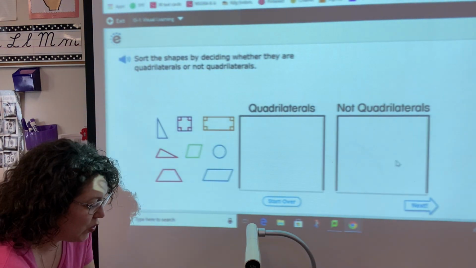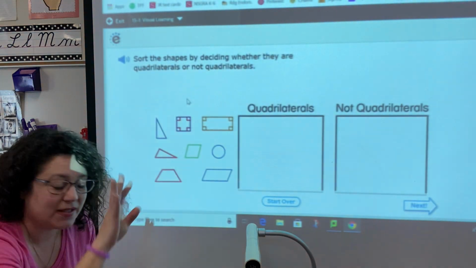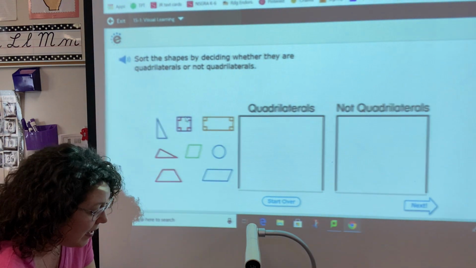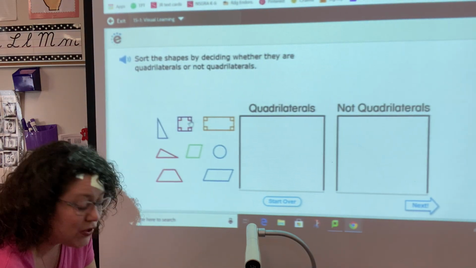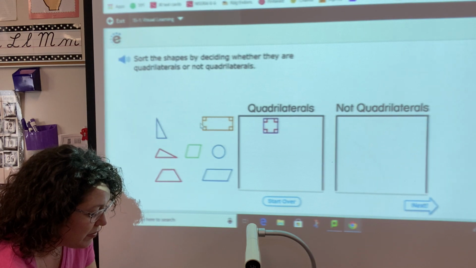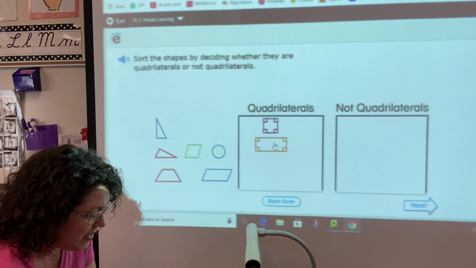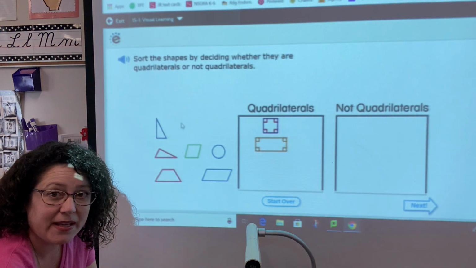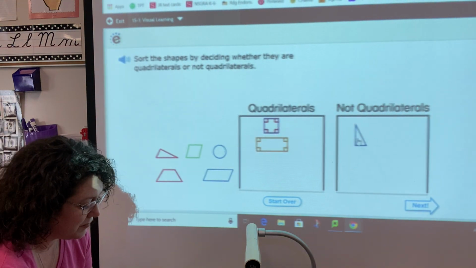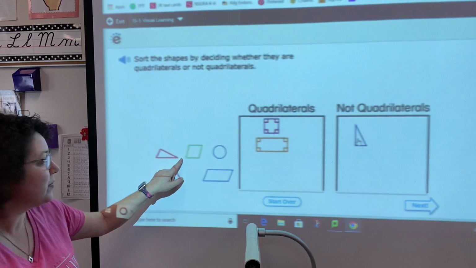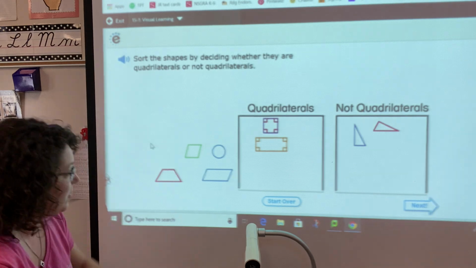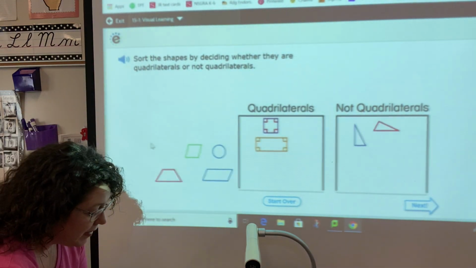Let's try it. Quadrilateral. Four sides, right? Four angles. Well, right here, the square, I can tell you I see four square angles, four right angles, and 1, 2, 3, 4 sides. 1, 2, 3, 4, and four right angles in here. This shape right here, 1, 2, 3. So that's not a quadrilateral. 1, 2, 3, 4. And there's four angles.